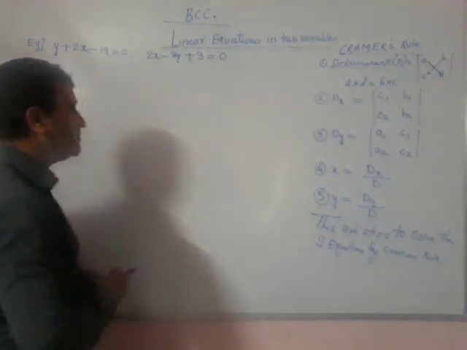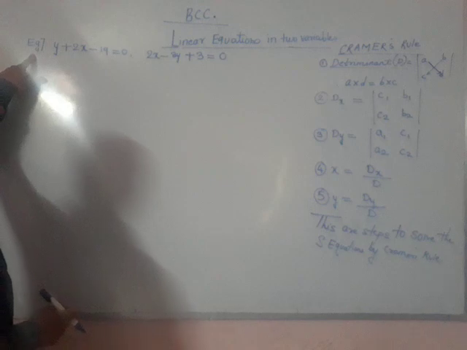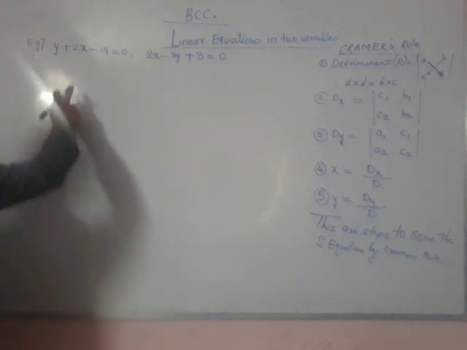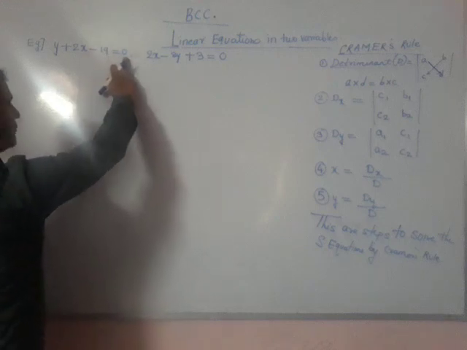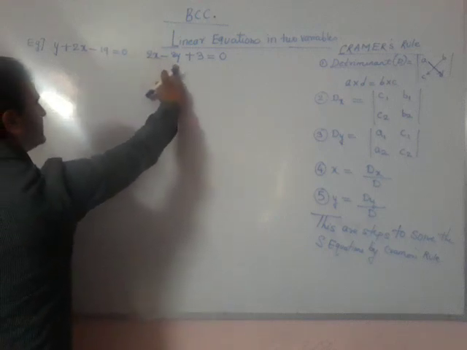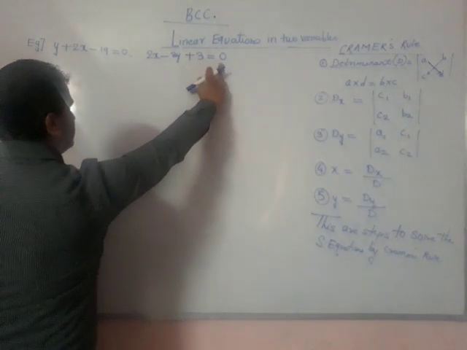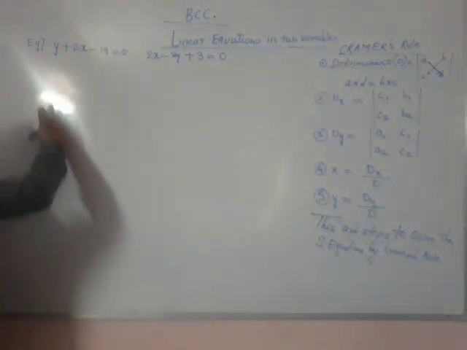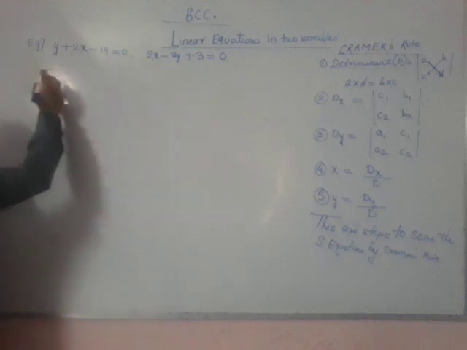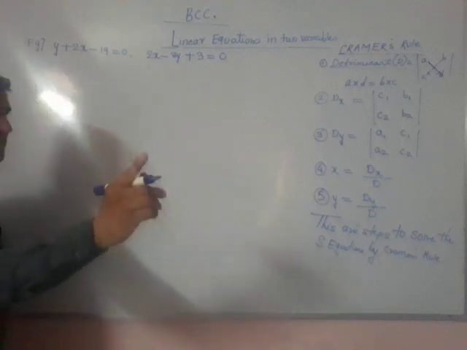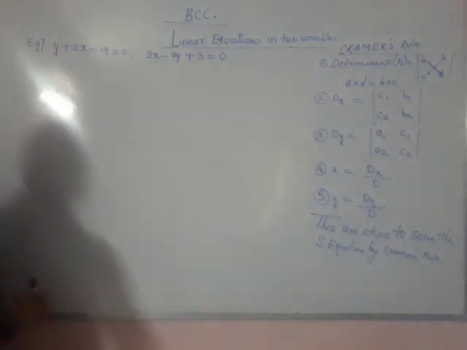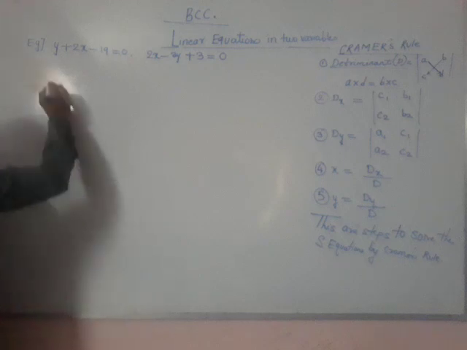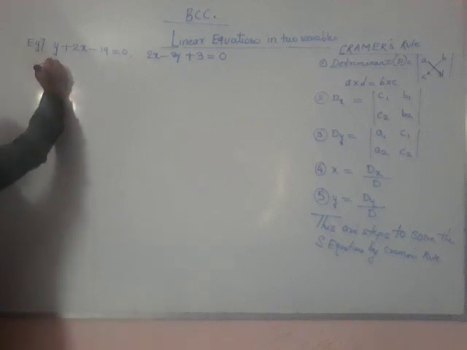Let us take one example of how to solve by Cramer's rule. y plus 2x minus 19 is equal to 0, and 2x minus 3y plus 3 is equal to 0. First, let us arrange both equations in the standard form of simultaneous equations. In the last lecture, I have already told you how to arrange any linear equation into standard form.